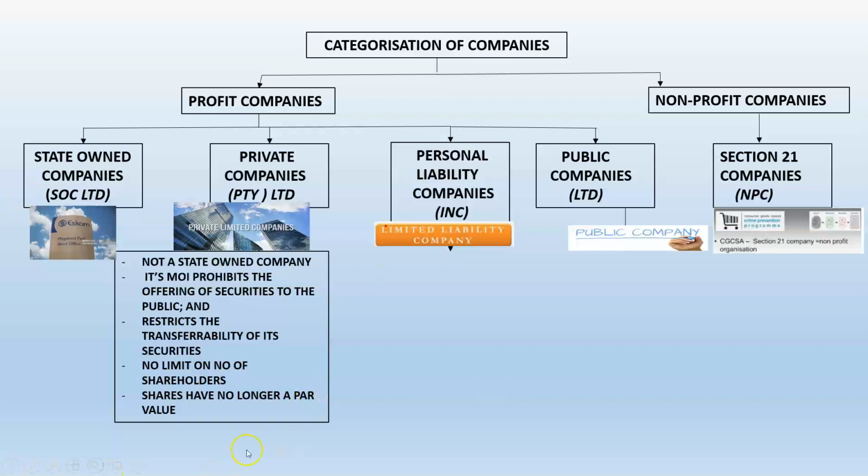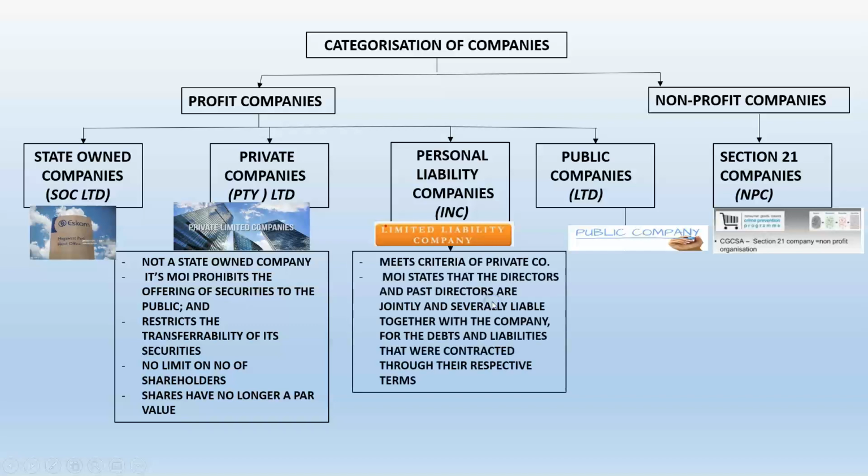There's no limit of shareholders. So in the old days, there was a limit of 50 shareholders. There's no limit anymore. So it can be any number of shareholders. And then the shares itself we're going to issue are going to be no par value shares. But we are going to talk about par value and no par value shares a little bit later on. A personal liability company, now that meets the criteria of a private company. The memorandum of incorporation states that the directors and past directors are jointly and severally liable together with the company for the debts and liabilities that were contracted through their respective terms.